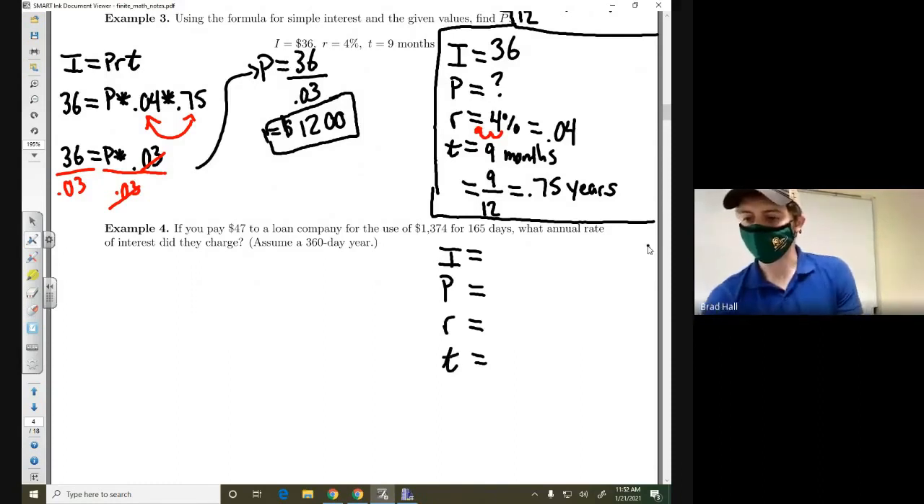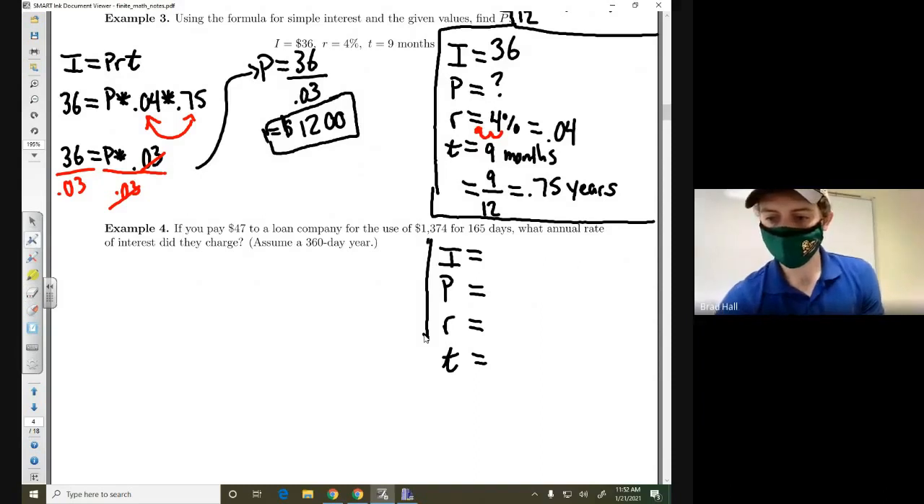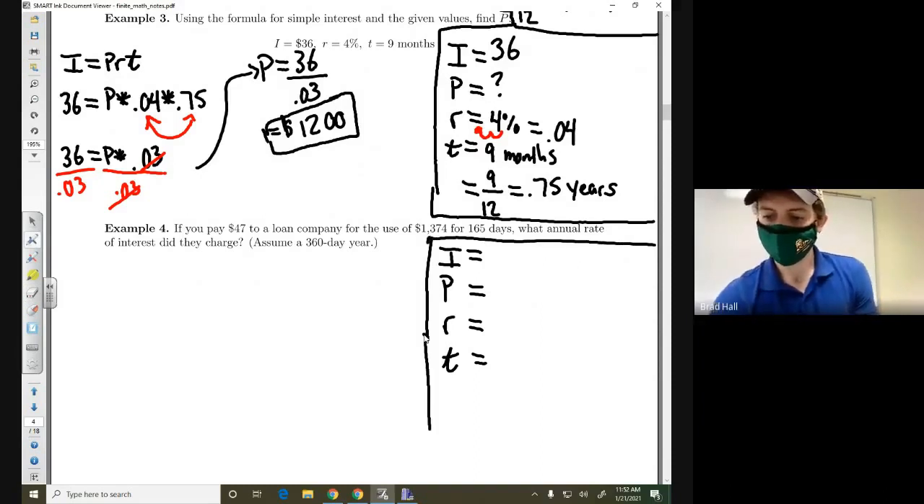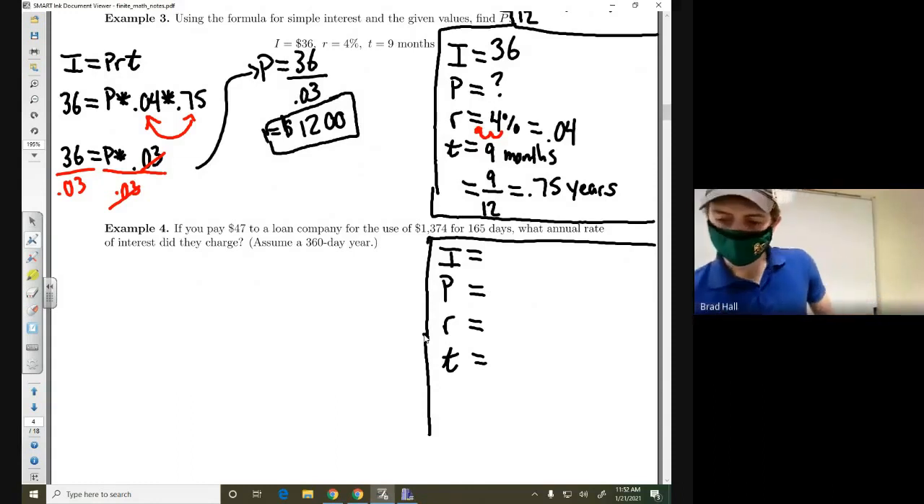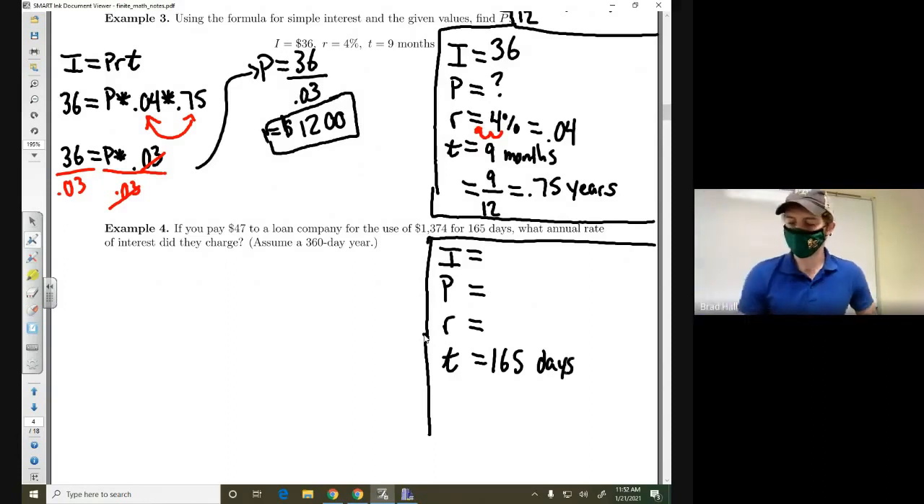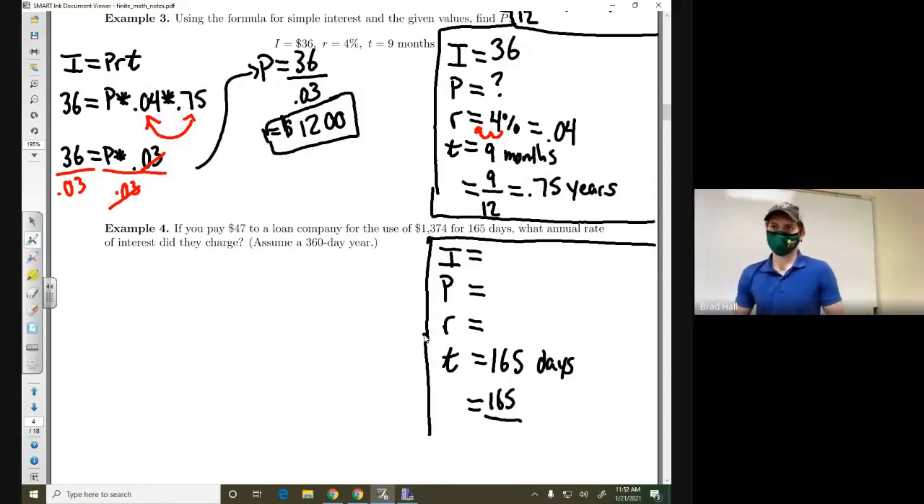Okay, so we'll start off, do the whole I, P, R, and T thing. Now we need to figure out which one is which. I think there's one of these that's more obvious than the others. Time: 165 days, but we need years, not days. Days won't help us. So we need to take the 165 and divide it by the number of days in a year. Now, intuitively, we would say 365.